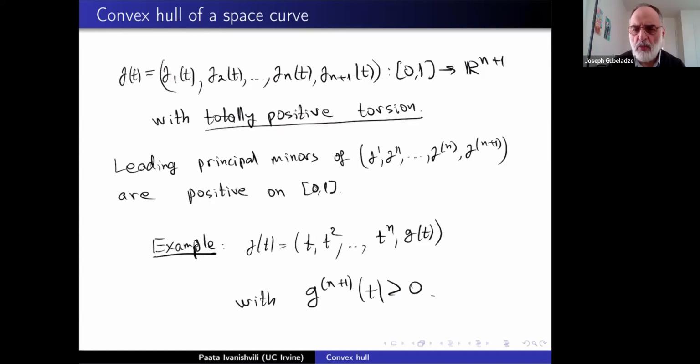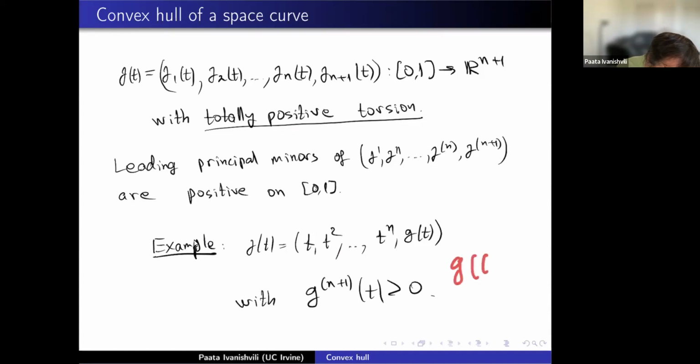This covers the moment curve because if I take g of t equals t to the n plus 1, yes, it resolves the moment curve. But n needs to be odd or even, right, in this case?